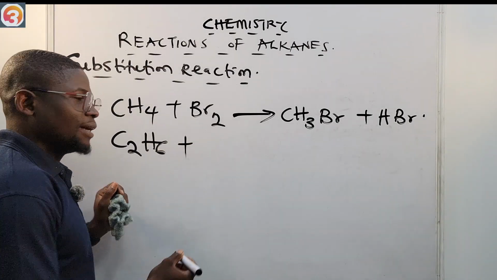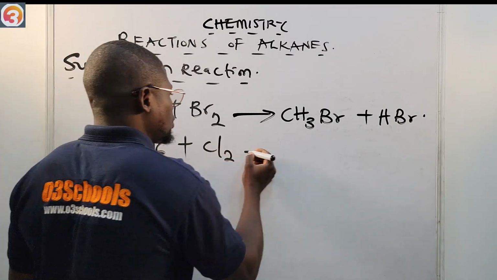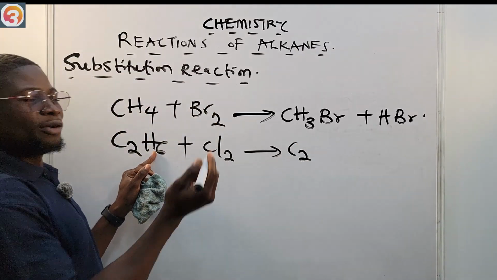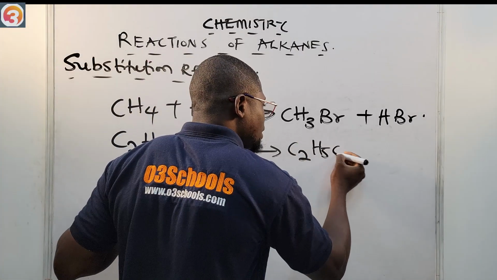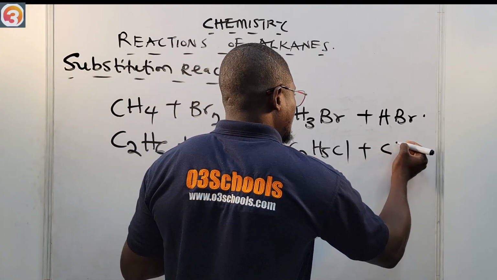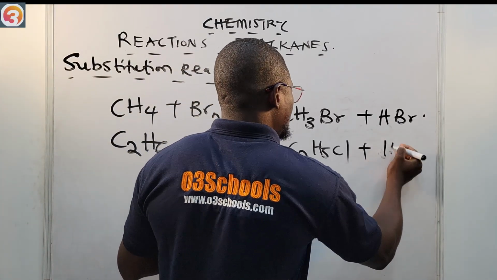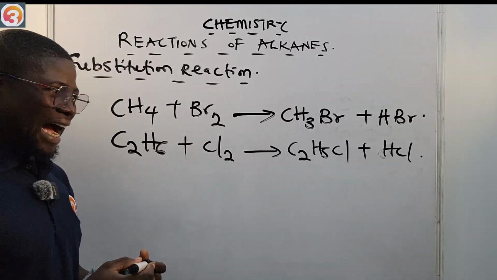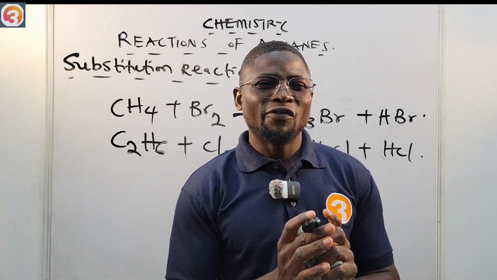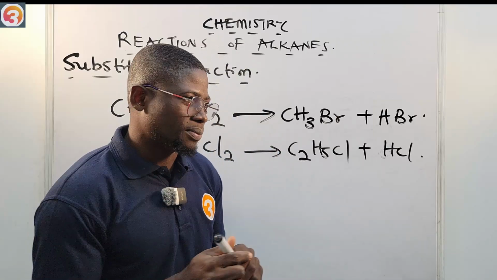Reacting, for example, with chlorine, Cl2. What will happen is that instead of C2H6, I am going to have C2H5Cl plus HCl. This will be our product. It is important to know that, first of all, halogens are colored substances.